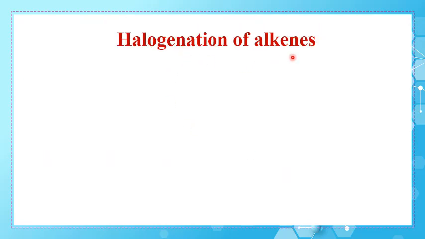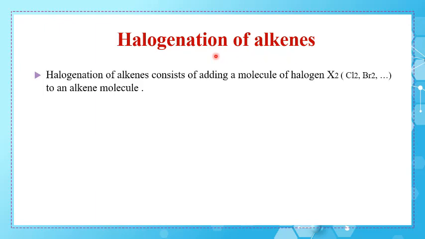The halogenation of alkenes. The second reaction is the halogenation of alkenes. Halogenation means adding a halogen, X2. It can be Cl2, Br2. So we must add here Cl2 or Br2, any halogen, on the alkene.